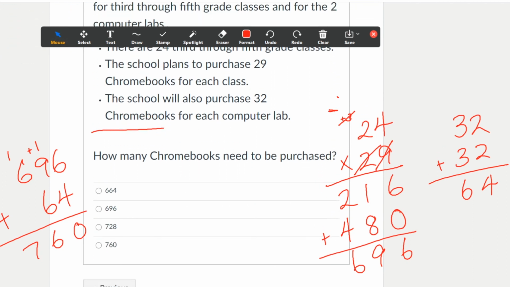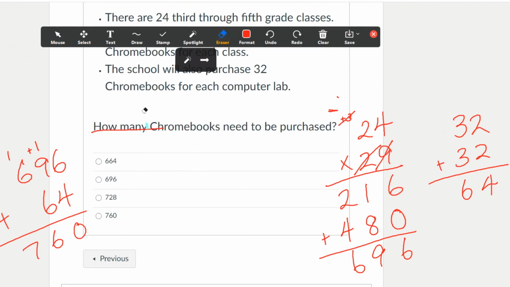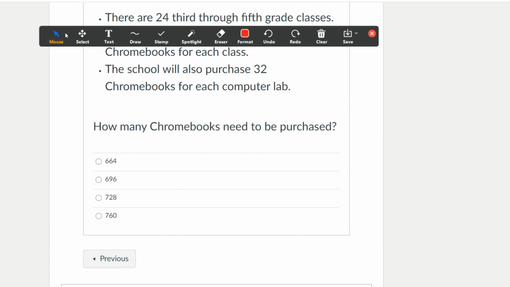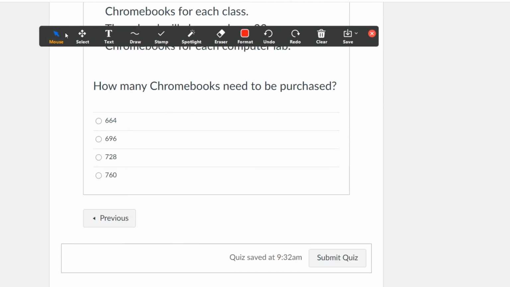Let's go ahead and move the screen down a little bit. We have 760 Chromebooks that we need. And once you're done with that, you'll hit submit, and that'll be your study guide that you study from.